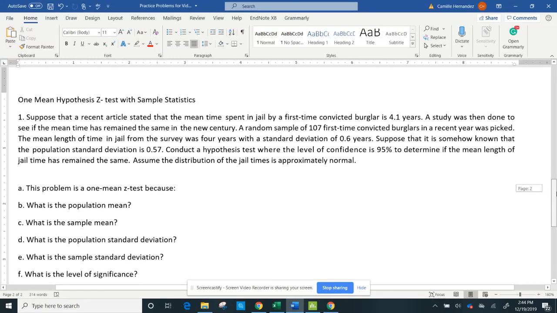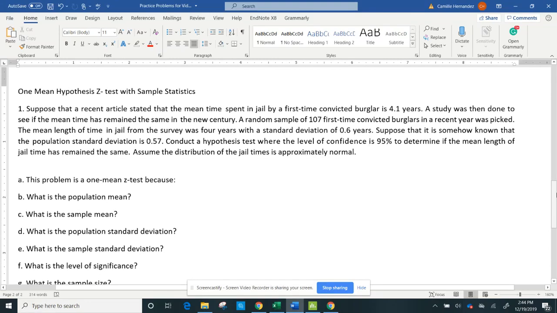So now let's do another example for one mean hypothesis z-test with sample statistics. Suppose that a recent article stated that the mean time spent in jail by first-time convicted burglars is 4.1 years. A study was then done to see if the mean time had remained the same in the new century. A random sample of 107 first-time convicted burglars in a recent year was picked. The mean length of time in jail for the survey was 4 years with a standard deviation of 0.6.